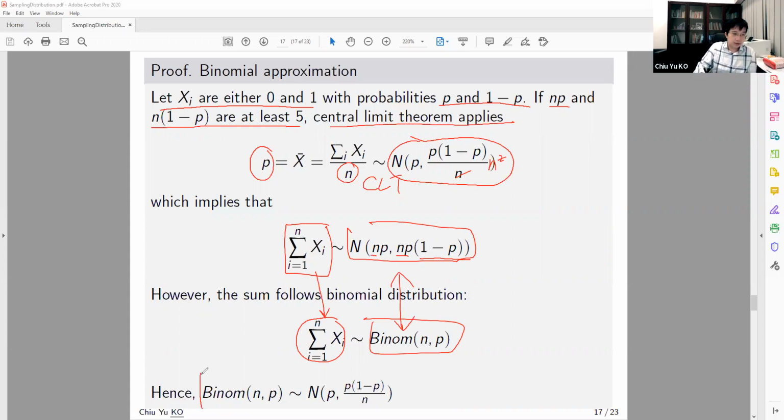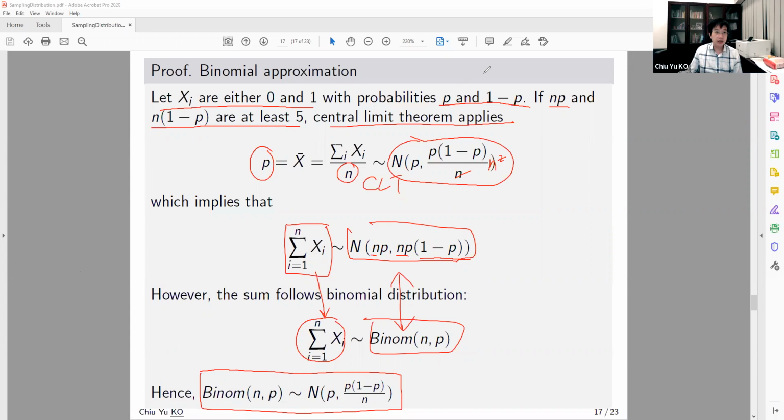So that is what it means. Is that okay? But I decided that this part should be in the technical section rather than in your text. Any question? No?